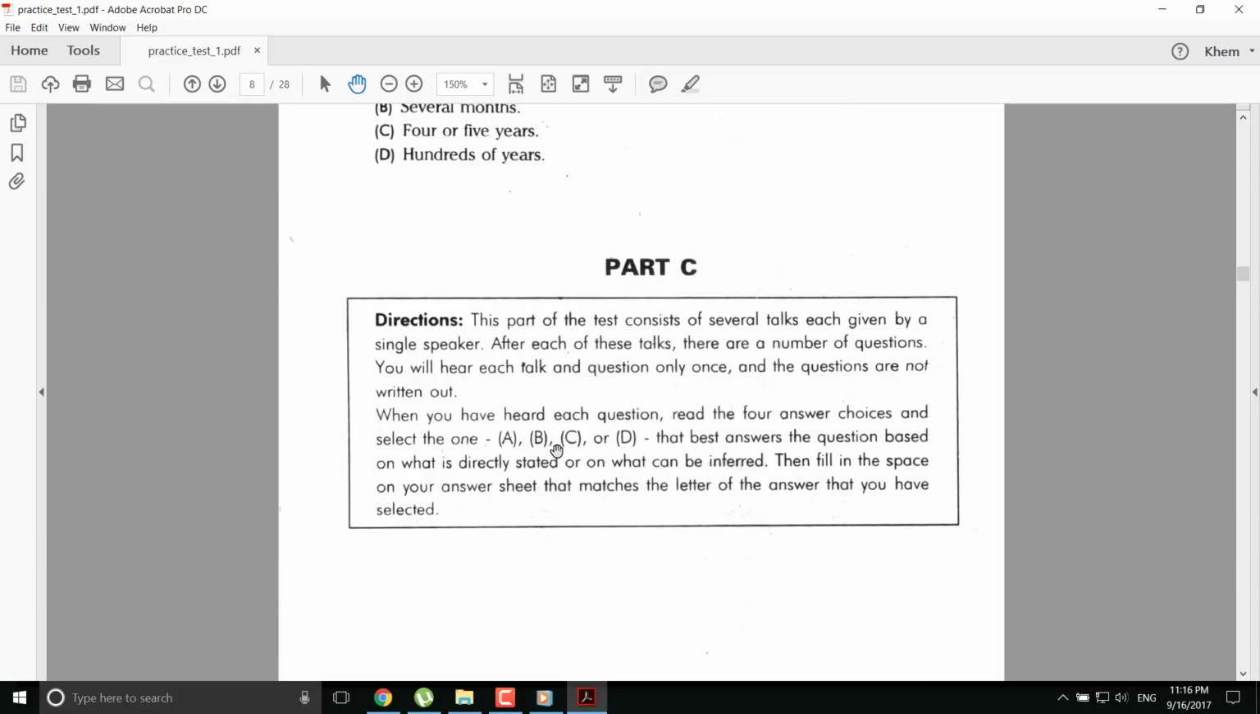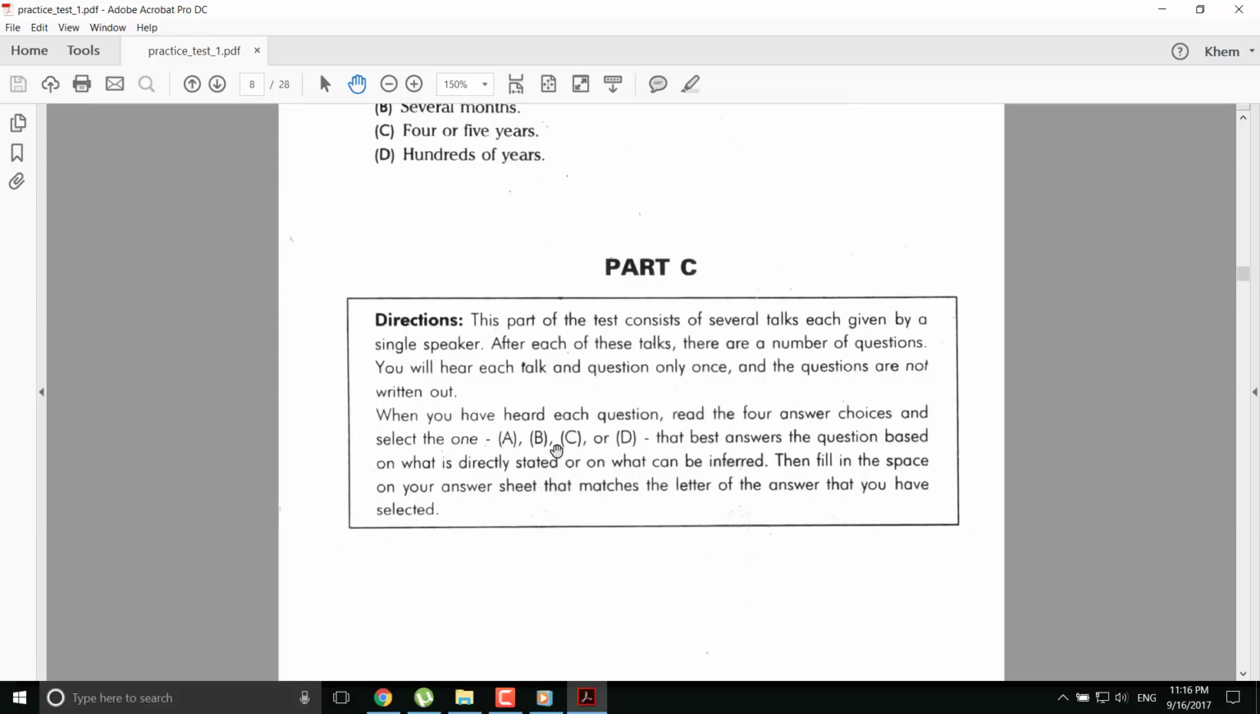Part C. Directions. This part of the test consists of several talks, each given by a single speaker. After each of these talks, there are a number of questions. You will hear each talk and question only once, and the questions are not written out. When you have heard each question, read the 4 answer choices and select the one, A, B, C, or D, that best answers the question based on what is directly stated or on what can be inferred. Then fill in the space on your answer sheet that matches the letter of the answer that you have selected.